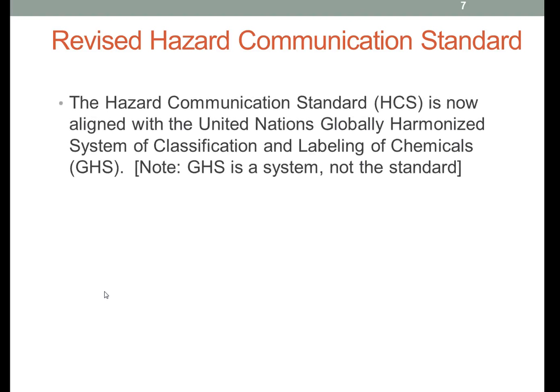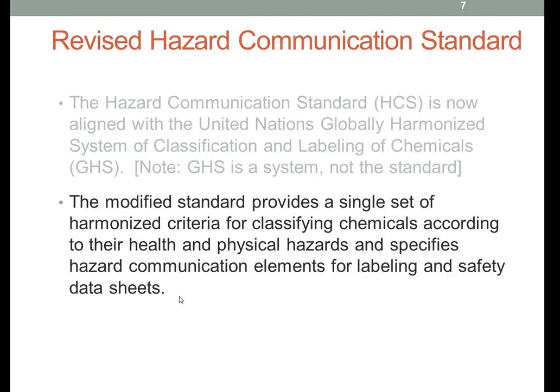With the time we have left on this module, we'll introduce the revised standard, which is now aligned with the United Nations globally harmonized system of classification and labeling of chemicals, referred to as the GHS. It's important to note that this is a system for classifying, not the actual OSHA standard. And the modified standard provides a single set of harmonized criteria for classifying chemicals according to their health and physical hazards, and specifies hazard communication elements for labeling and safety data sheets.